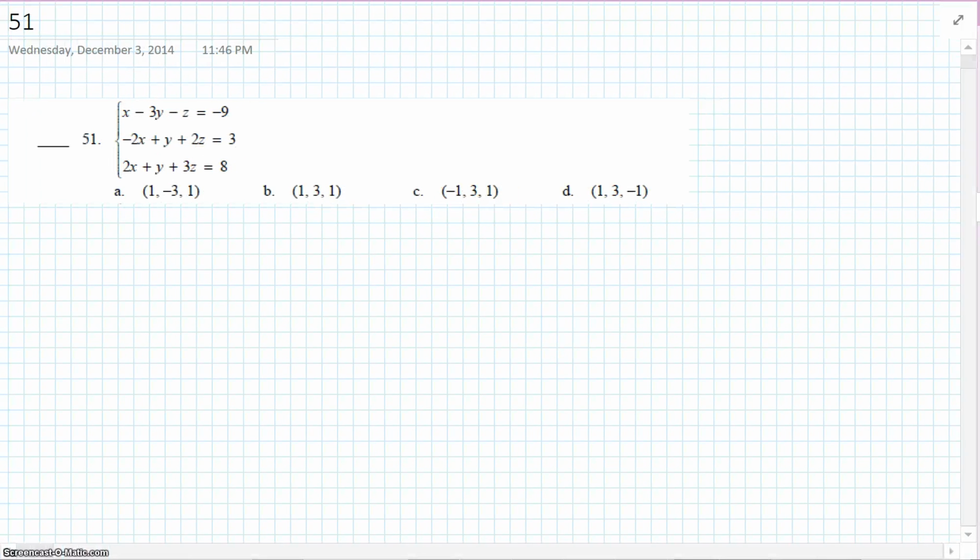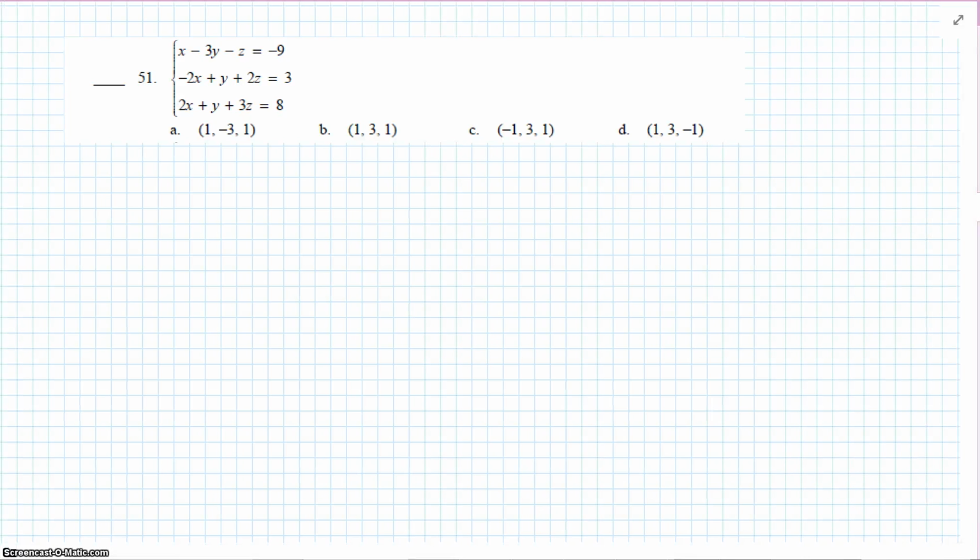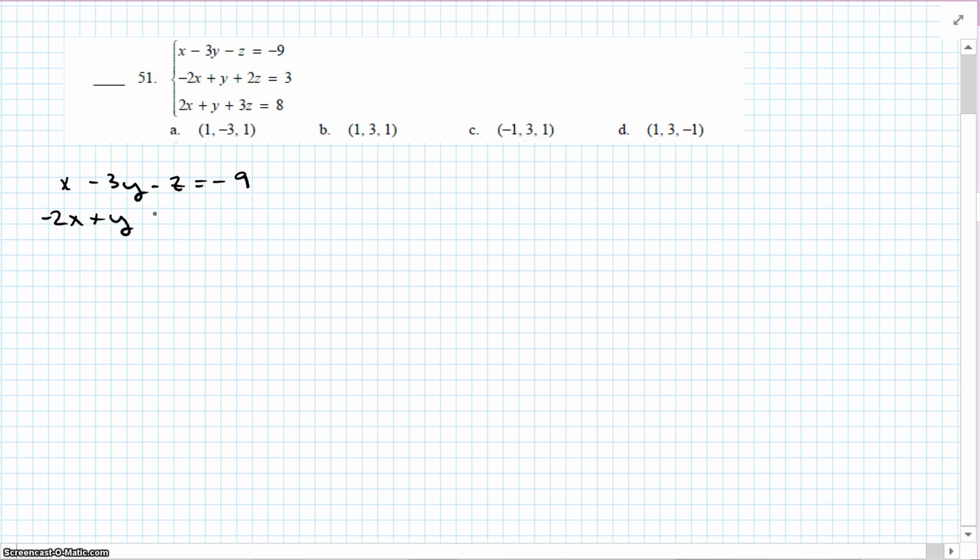51. Oh, elimination. So this one's going to take us a minute. So let's go x minus 3y minus z equals negative 9. Negative 2x plus y plus 2z equals 3. 2x plus y plus 3z equals 8. If you remember, we'll label these equations 1, 2, and 3, and we're going to use one of them twice and eliminate a variable.